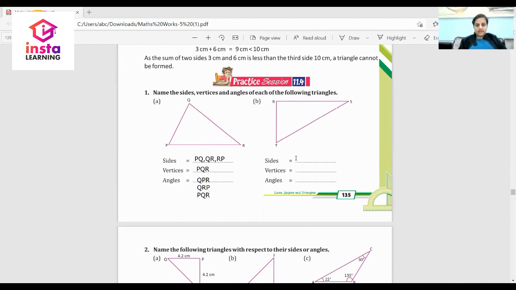Okay. Sides are RT, RS, ST. Vertices are R, T, S. Angles are TSR, TRS, and then RST. These are the angles. Okay. So we have done these sides, vertices and angles.